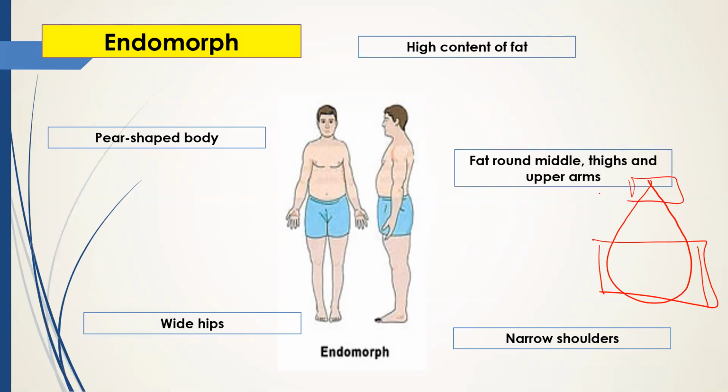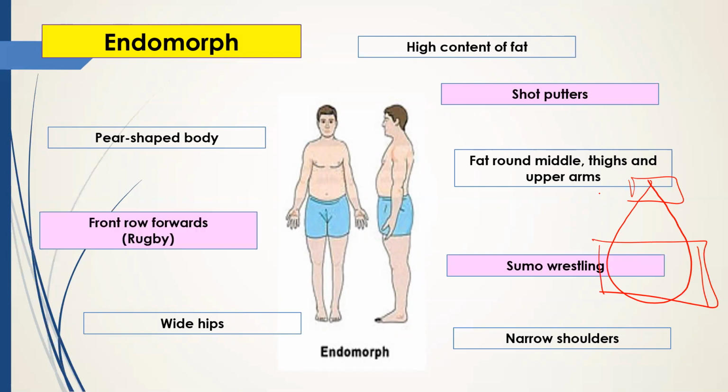Other things you can comment on, so the fat around the middle of the midriff, so the stomach area, tends to be carrying a lot of weight there, but also the thighs and the arms. And as we looked at earlier, some examples, shot put throwers, sumo wrestlers, plus also some particular positions in certain games like rugby. So the front row players, the players that play in the scrum, those would also be endomorphs.